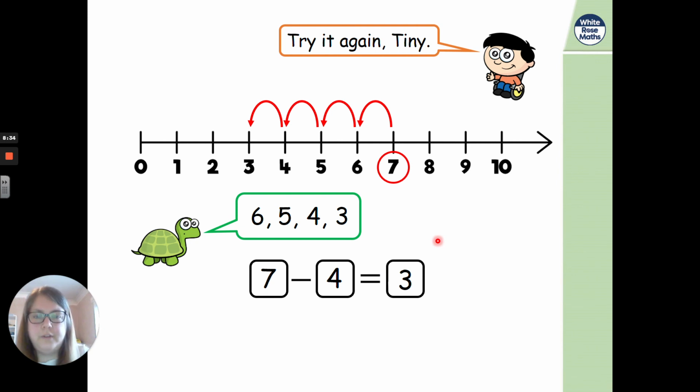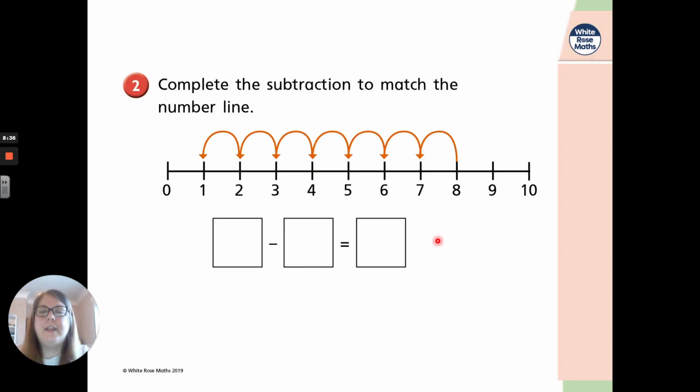So well done. Okay, so I want you to have a look at this one. So I've done the jumps for you. What would the subtraction be? So what number have I started with? How many jumps have I done? And what have I ended up with? See if you can work out the subtraction calculation to match.